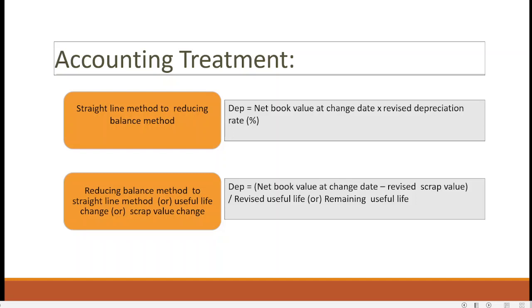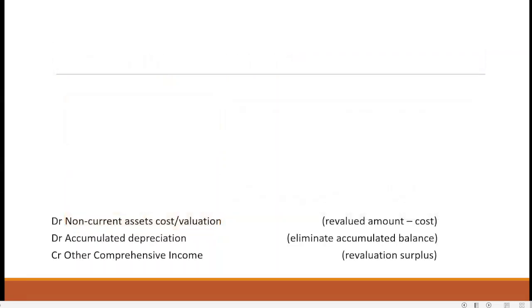Then if the management decide that they want to charge a certain amount of depreciation this year and another amount next year, another amount the year after, that is normally not permitted, because there's no policy, right? So you need to have an accounting process.